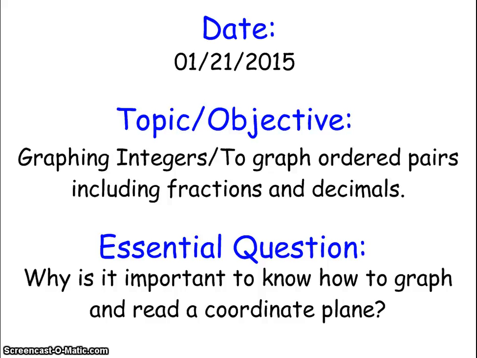All right, so again, make sure you have your Cornell note paper and you're ready to take your notes. Today's date is January 21st, 2015. Our topic is still graphing integers. Today we're going to focus on ordered pairs that have fractions and decimals. And again, our essential question is also the same. Why is it important to know how to graph and read a coordinate plane?